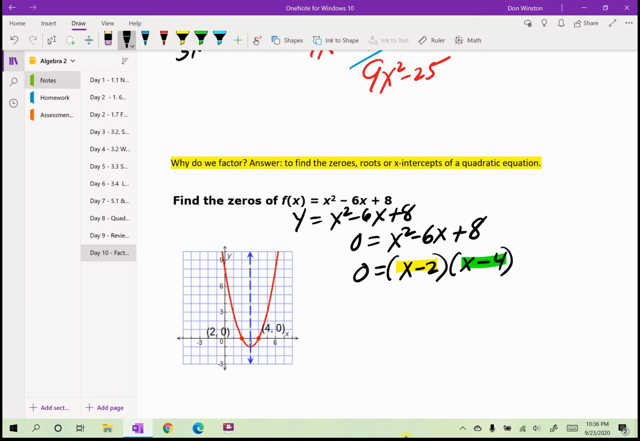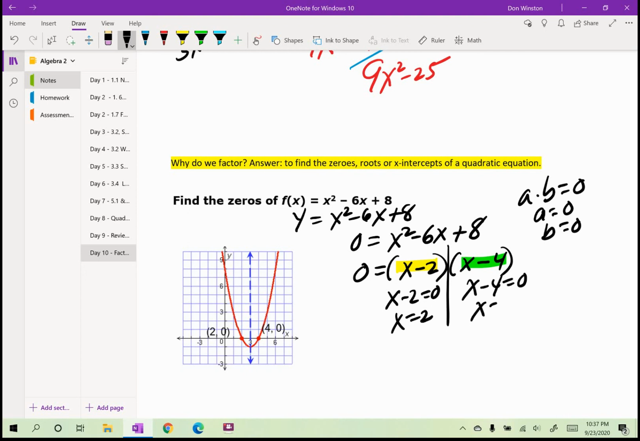So what I have to do is set each of those factors equal to 0. Because after all, if a times b equals 0, then either a equals 0 or b equals 0, or they both equal 0. So let's look at this. We want to find the zeros of x minus 2. Well, you just set it equal to 0 and solve. x is equal to 2. If you set x minus 4 equals 0, then solve, x equals 4. So those are my zeros.